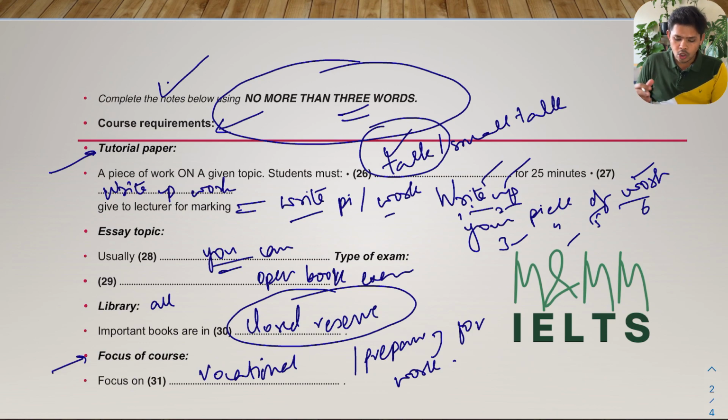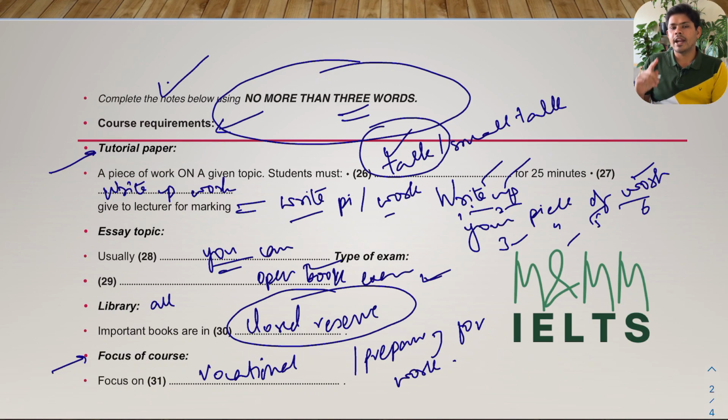The next one, what sort of exam? What type of exam? So if you write down open book, that is correct. If you write down open book exam, even that is correct, because again I have a maximum limit of 3 words. If it was 2 words, yes, I would have written open book, but because it is 3 words, I can write open book or I can write open book exam. Both of them are correct. So let's say I've written open book here, okay, or open book exam, let's say any of them.